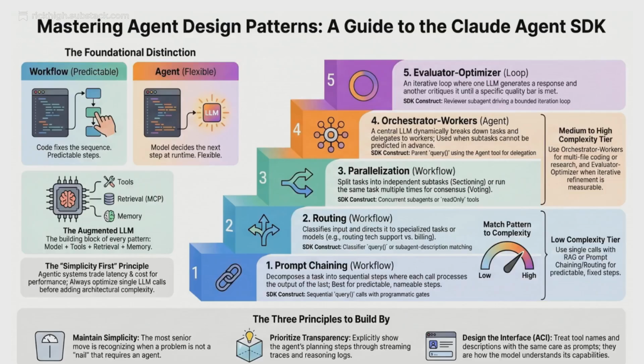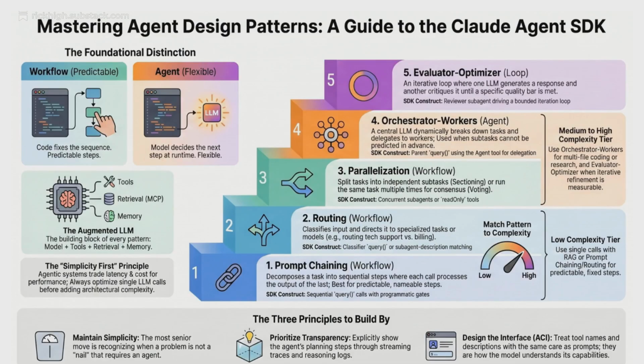Pattern 2, routing, classifies an input and sends it to the most specialized prompt, model, or subagent. Routing is useful when different categories of requests need different handling, such as support, refunds, or code refactoring. Pattern 3, parallelization, runs multiple LLM tasks at the same time and aggregates their results. Parallelization can be used for sectioning independent subtasks or voting across multiple attempts for higher confidence.